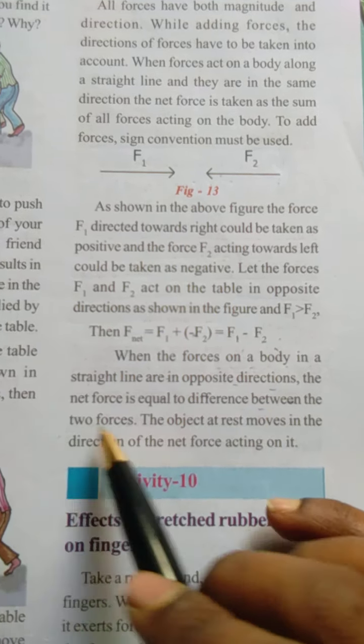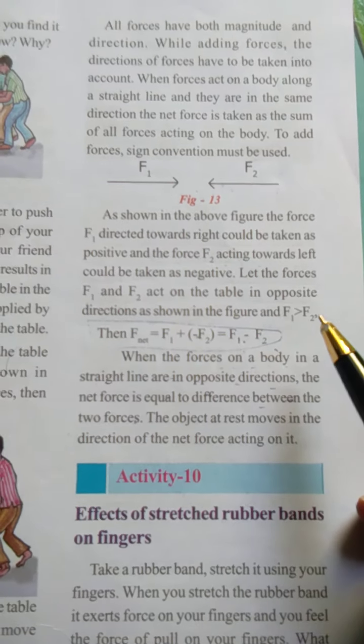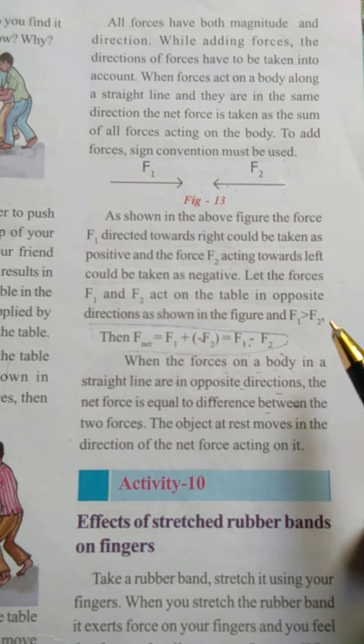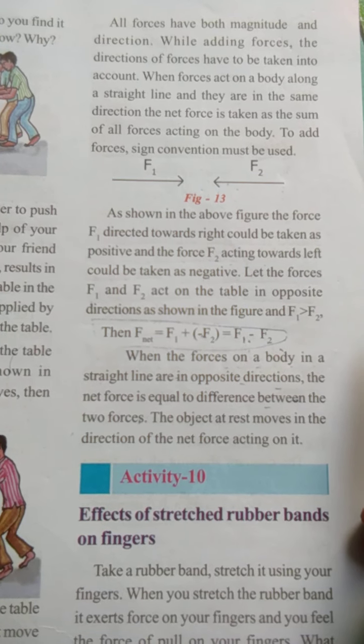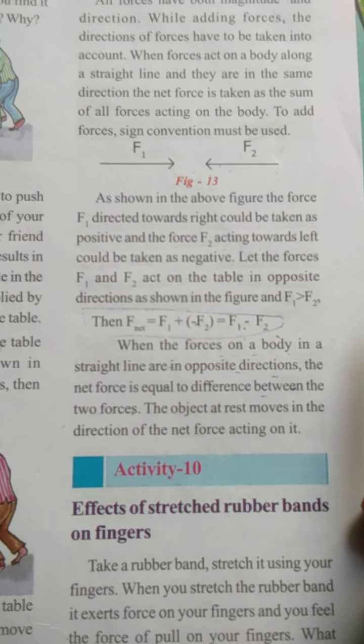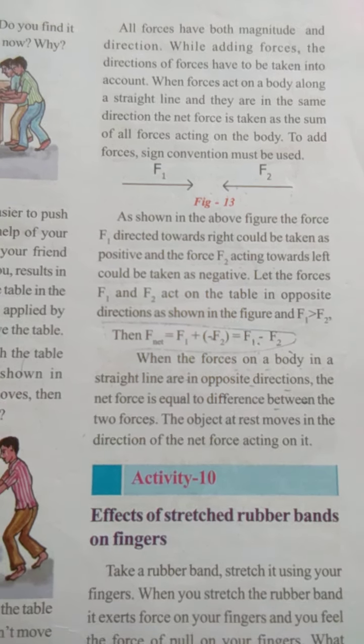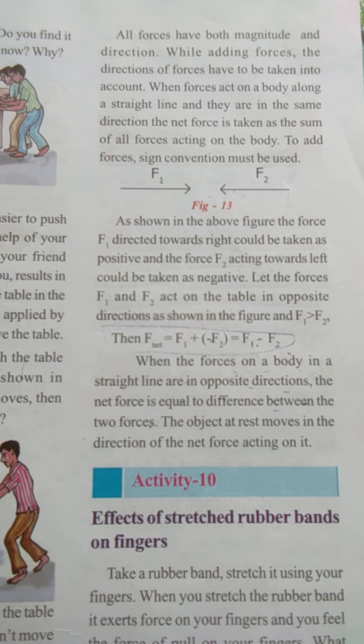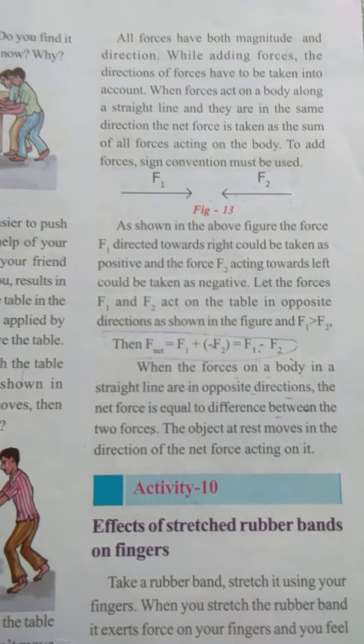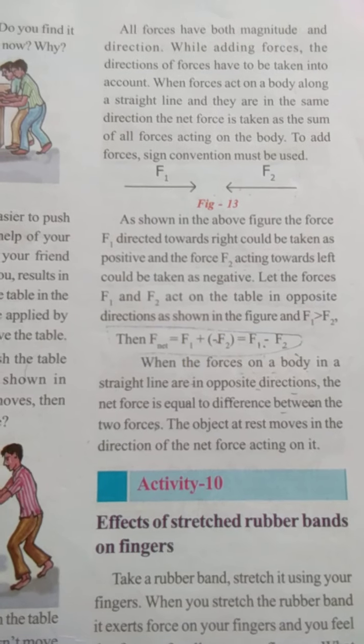Okay. By this, what can you conclude? By this statement, you can conclude that if forces act on a straight line in opposite directions, the net force will be what? What happened to the net force? The net force will be the difference of the two forces. That is your statement.